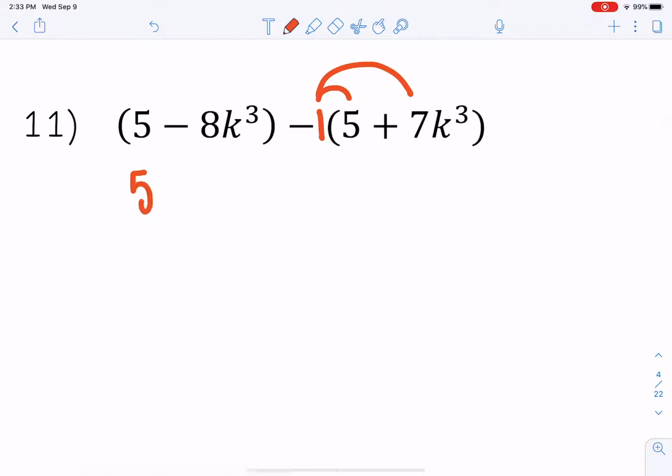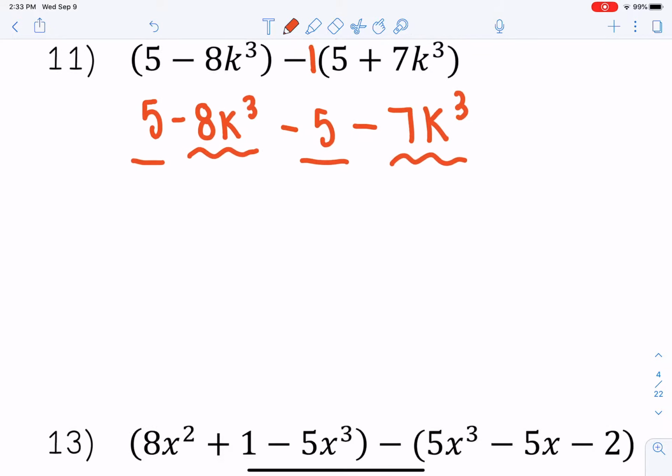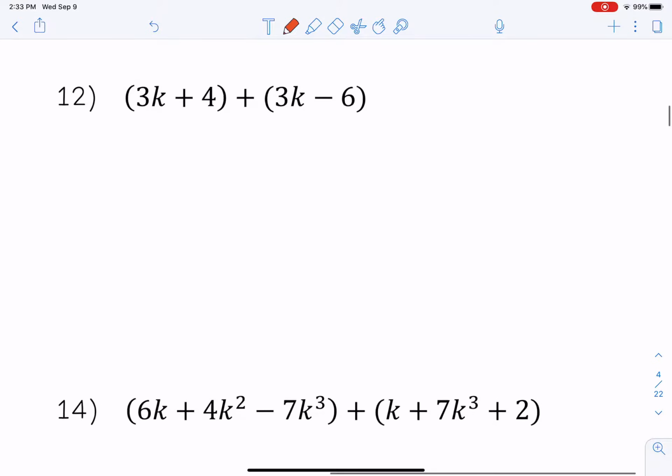So we get 5 minus 8k cubed minus 5 minus 7k cubed. Now combine like terms. Negative 8k cubed minus 7k cubed is negative 15k cubed, and 5 minus 5 is 0. Next up, for this one, since it's just a plus 1, we're just distributing a 1, which doesn't actually change anything, so let's just drop the parentheses.